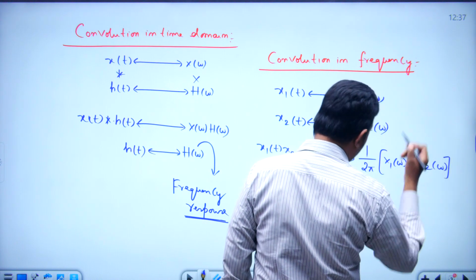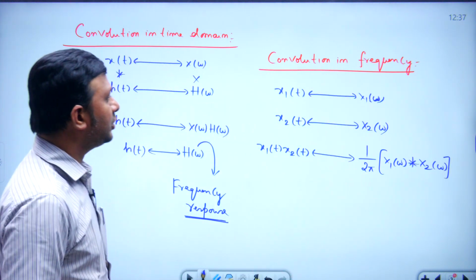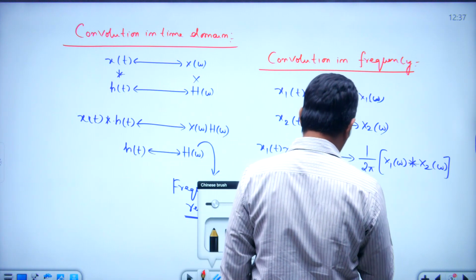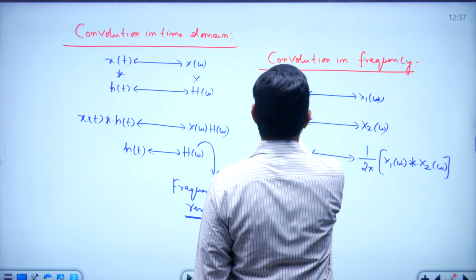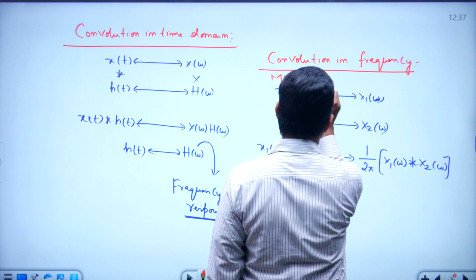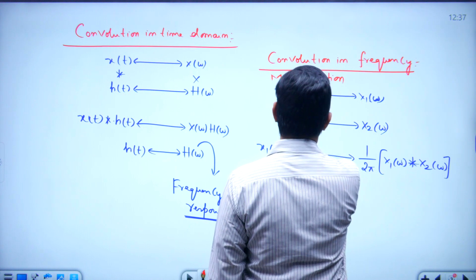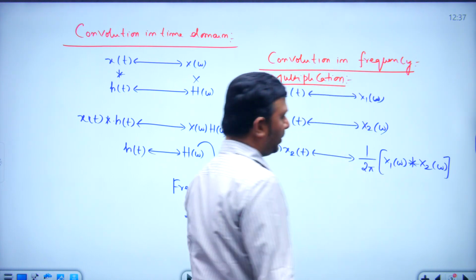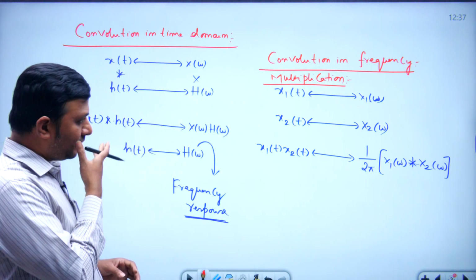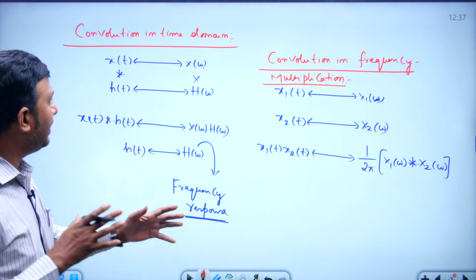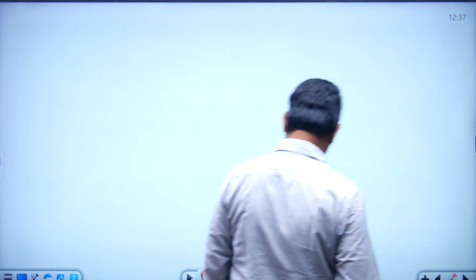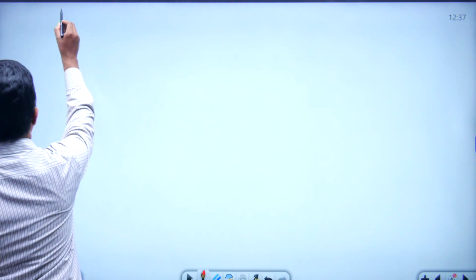Right. So this is your convolution in frequency property, or this property is also known as multiplication property, because the signals are multiplied in time domain, right. So if you are comfortable with these two properties, yes, we can proceed for sampling, right. So let us discuss the sampling operation.